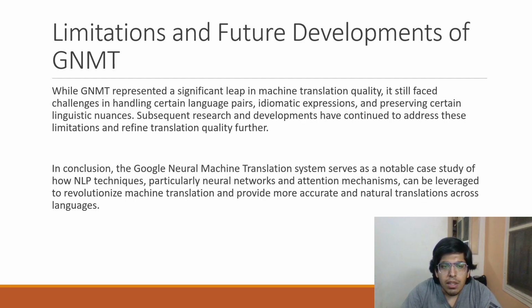In conclusion, the Google Neural Machine Translation System serves as a notable case study of how NLP techniques, particularly neural networks and attention mechanisms, can be leveraged to revolutionize machine translation and provide more accurate and natural translation across languages. That's the end of my presentation.